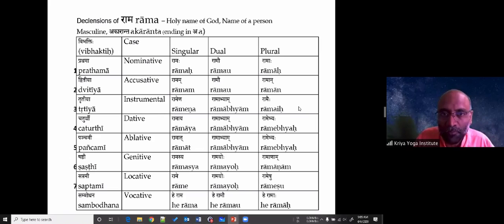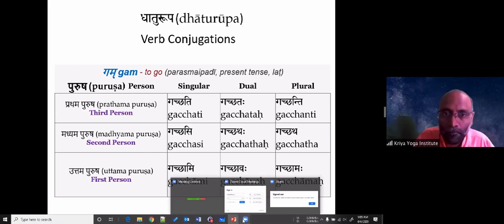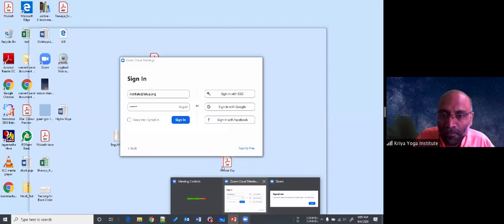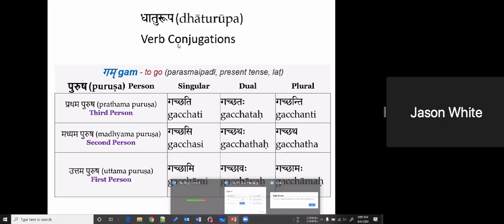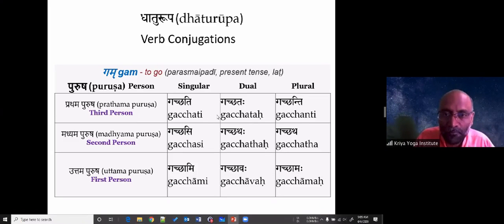Okay, so now we will go on to the next slide, that is Dhatu Rupa. We will do the same thing: I will chant one by one and you will repeat after me. This one would be more familiar to you because we have already worked on this table.